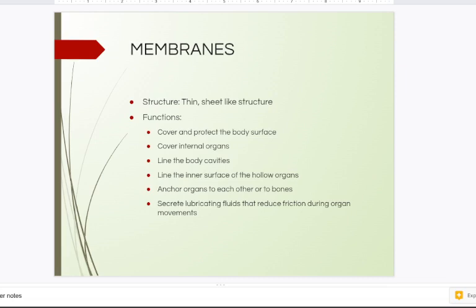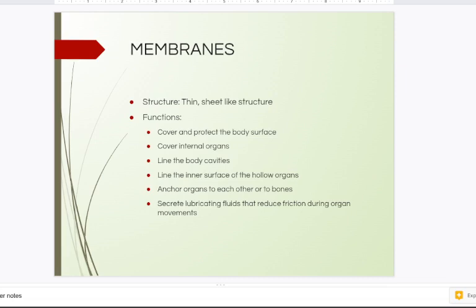Some of the structures include thin sheet-like structures, like I stated, throughout the body, and their functions are to cover and protect the body surface, such as the skin, and cover internal organs. We have multiple different body cavities, such as our thoracic cavity and our abdominopelvic cavity, and these are all located within a membrane of our body, and they can line these internal organs and function to serve in a little bit of protection. They can line body cavities, like I said.